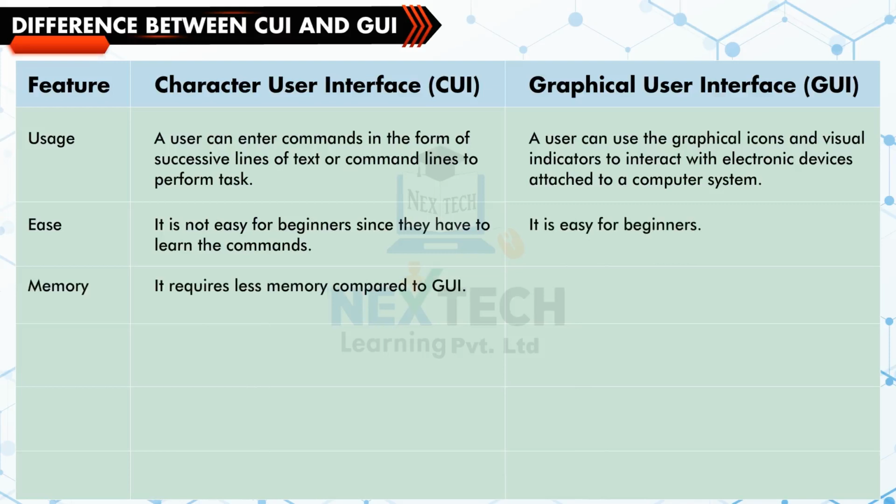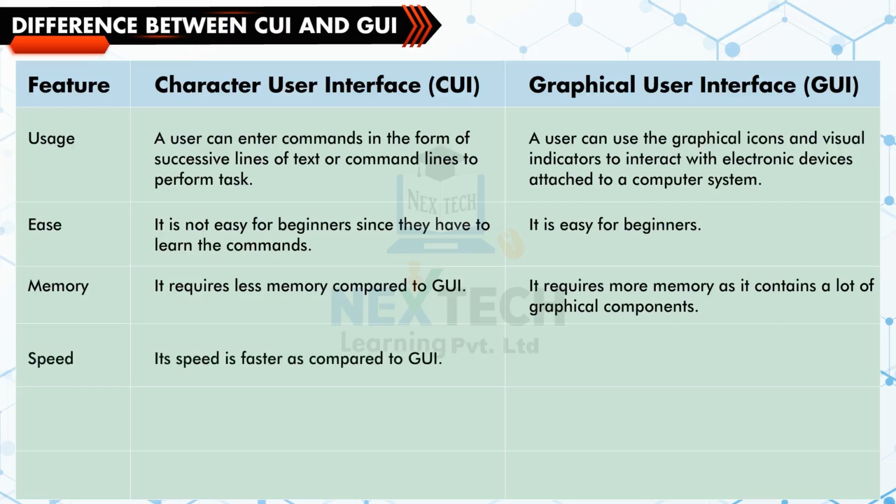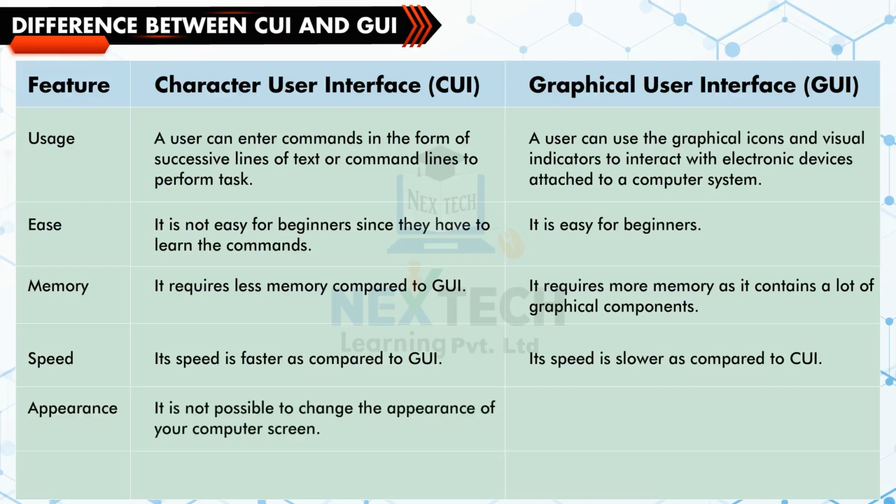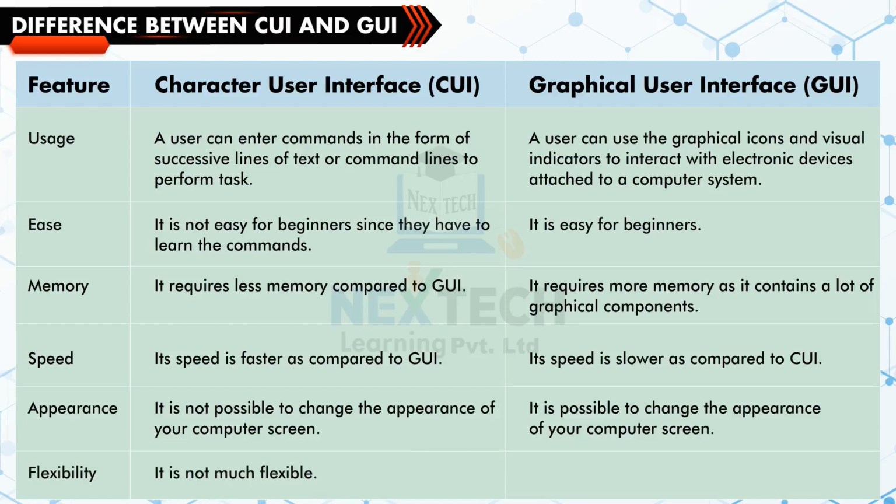Memory: It requires less memory compared to GUI. It requires more memory as it contains a lot of graphical components. Speed: Its speed is faster as compared to GUI. Its speed is slower as compared to CUI. Appearance: It is not possible to change the appearance of your computer screen. It is possible to change the appearance of your computer screen. Flexibility: It is not much flexible. It is more flexible as compared to CUI.